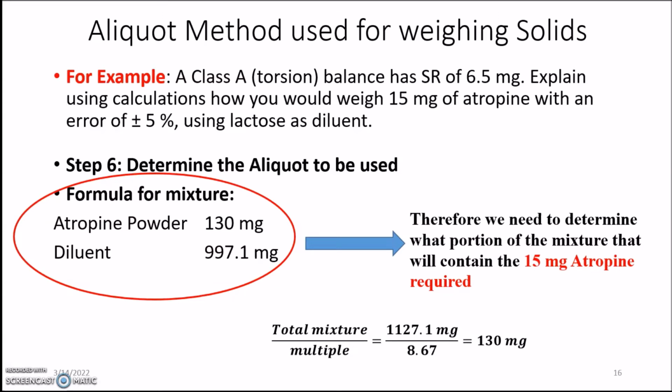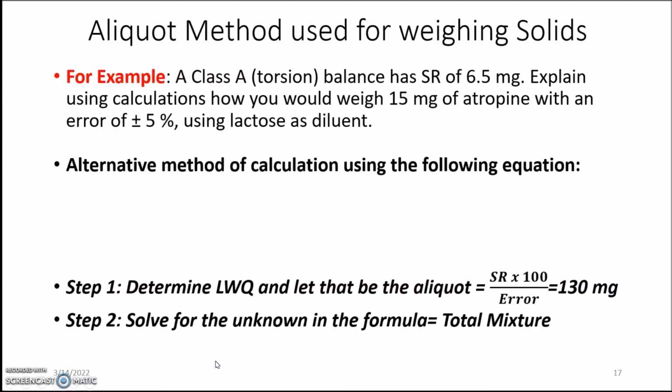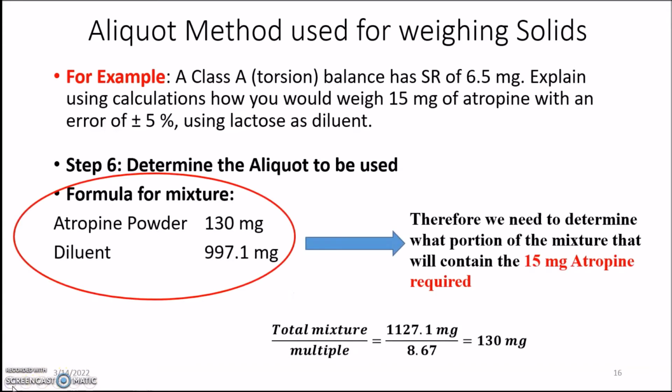So total mixture divided by the multiple, because the amount of drug you're weighing is going to be 8.67 times more than the 15 milligrams, and the total mixture is going to be 8.67 times more than the amount of drug that you're actually going to weigh, which is 130. So therefore, things are in multiples of 8.67. So when you divide the total mixture by 8.67, you're going to get 130 milligrams. Alright, so that is how we determine it.